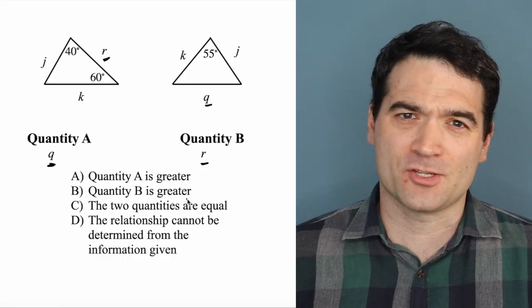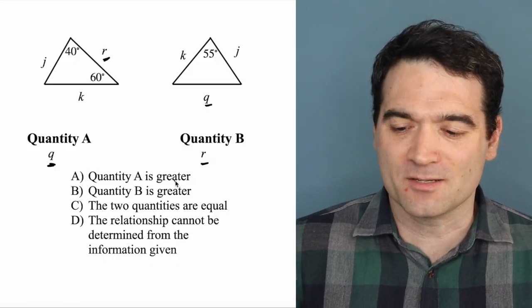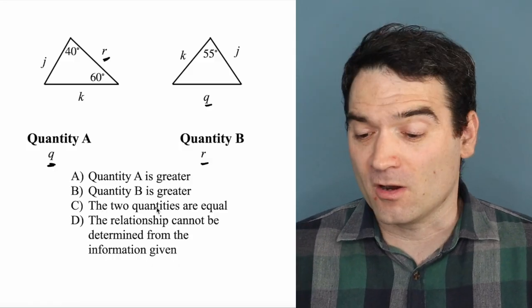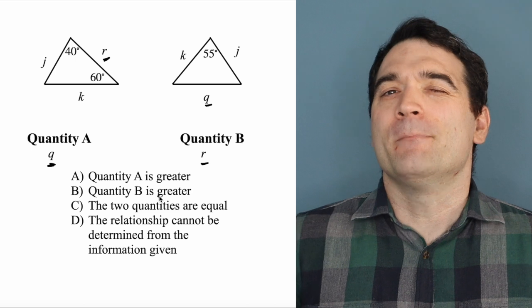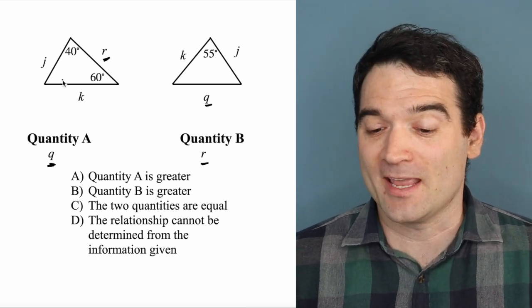Well, a lot of people look at this question and say, oh, it's obviously D. I mean, I don't know what any of the distances are, so how could I possibly know whether Q is greater than R or R is greater than Q? But there is a way. So let's dive in, and we'll start with the low-hanging fruit.